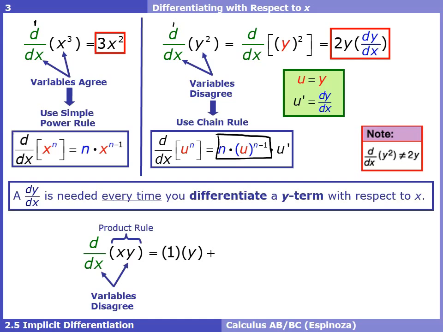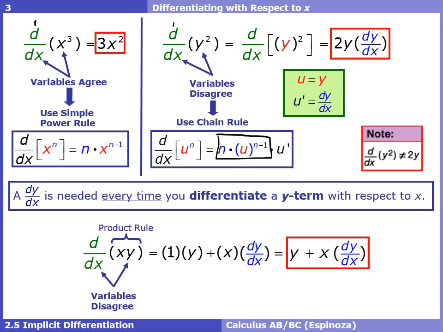Then we need to add to that a kind of reverse in those roles. We're going to leave that first function alone, which is x, and then we're going to multiply by the derivative of that second function. The derivative of that second function is y prime, but I'm going to use the alternate notation. The derivative of y I'm going to write as dy dx. So that's the derivative. Of course, we don't need to have the 1 times y. We can just put a y plus x times dy dx.